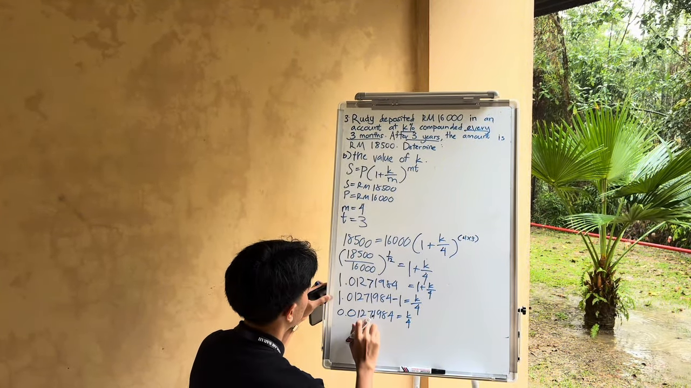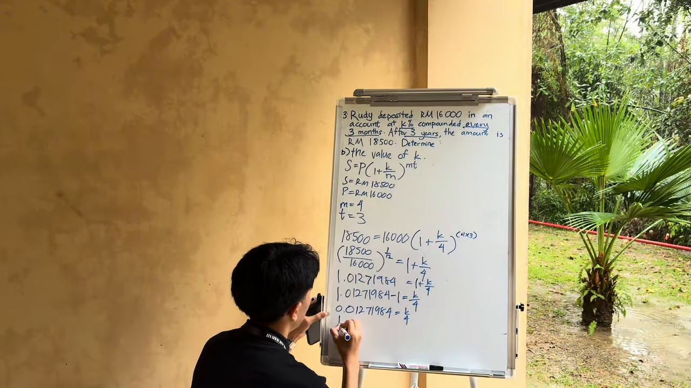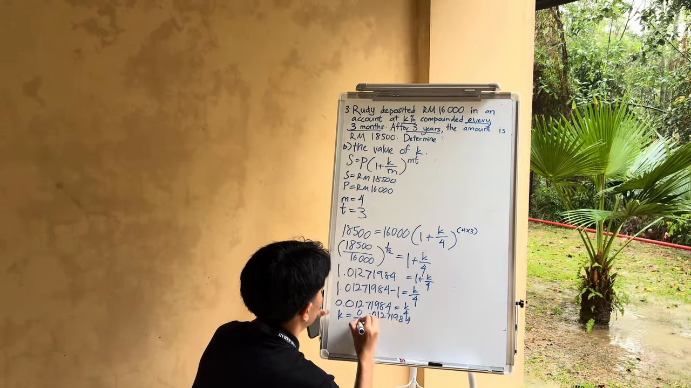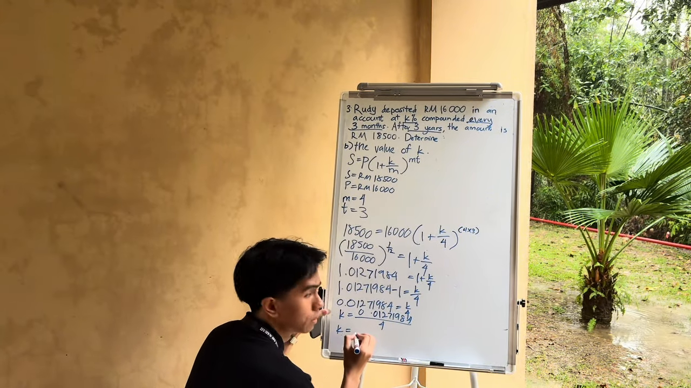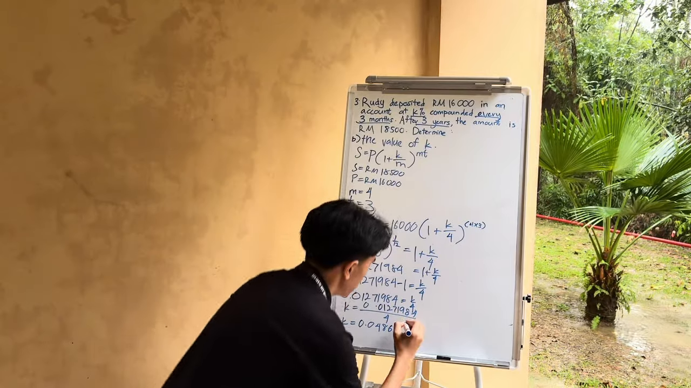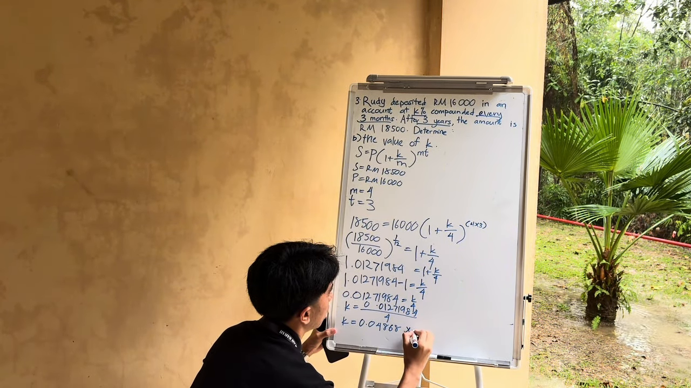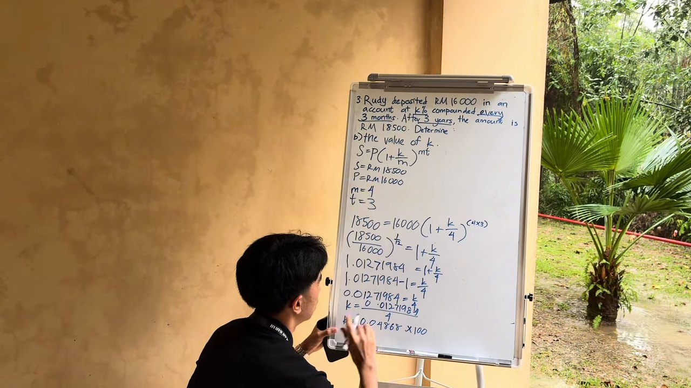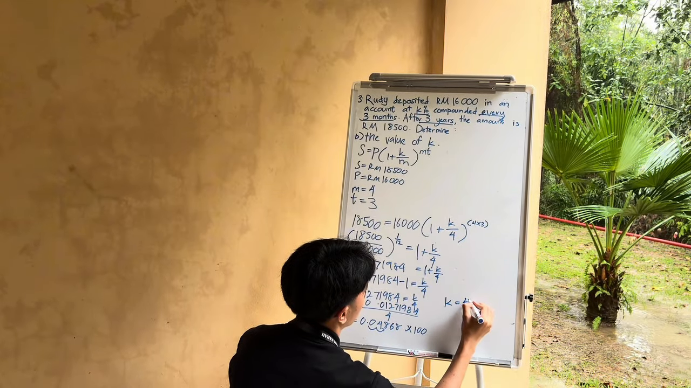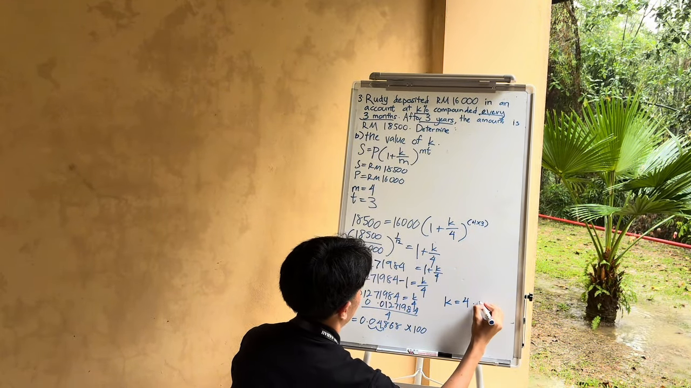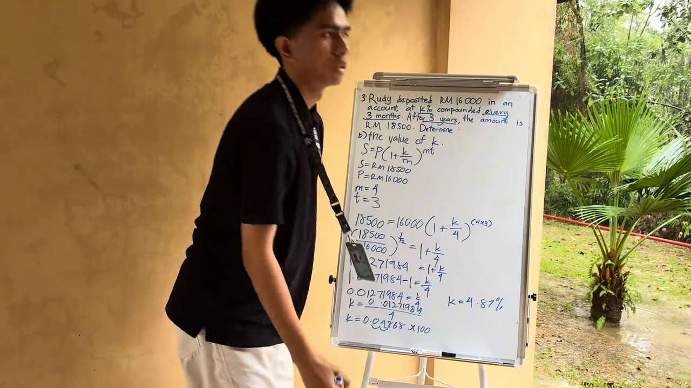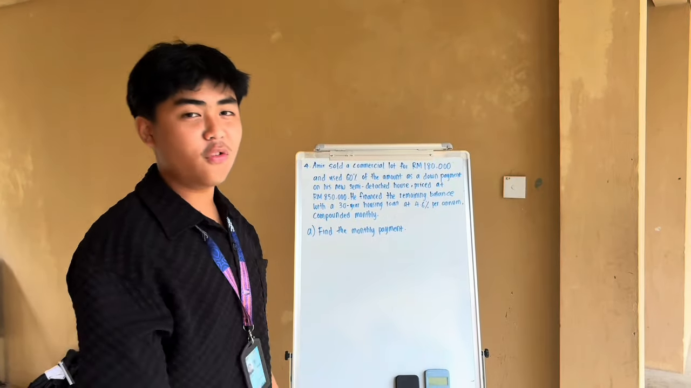Now let's move this here. k equals 0.01271984 times 4. k equals 0.04868. We must multiply it by 100. So the answer will be k equals 4.87%. Okay, so next we move on to question number 4.